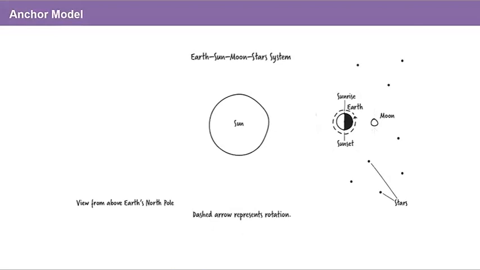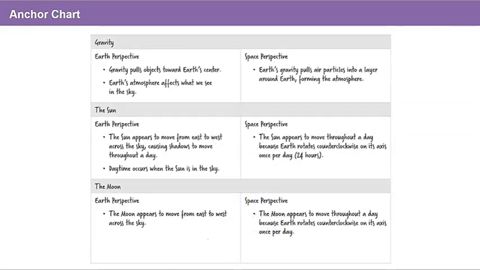We learned that the moon orbits Earth in a counterclockwise direction. So let's draw that orbit into our model. And let's write solid arrow represents orbit. Let's also update our anchor chart. What should we add in the Earth perspective section? Let's write, the moon rises and sets later each day in a monthly pattern.